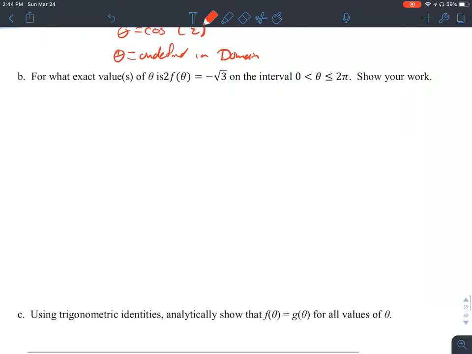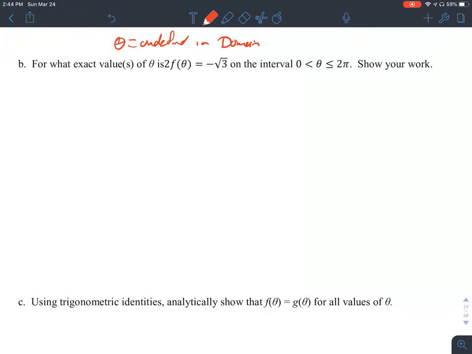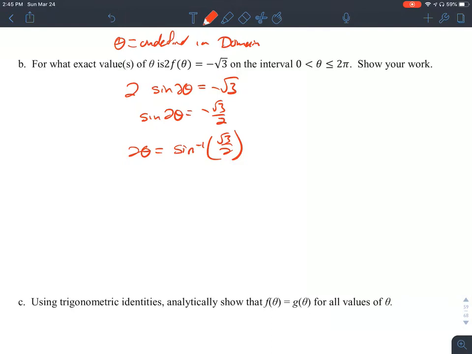Part B, for what exact values of theta is 2 times f of theta equal to the negative square root of 3? Well, f of theta, it says above, is sine of 2 theta. If we were to divide both sides by 2, we would get sine of 2 theta is negative square root of 3 over 2, which means that 2 theta is equal to sine inverse of square root of 3 over 2.